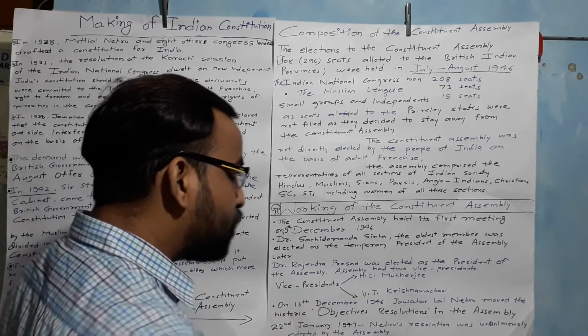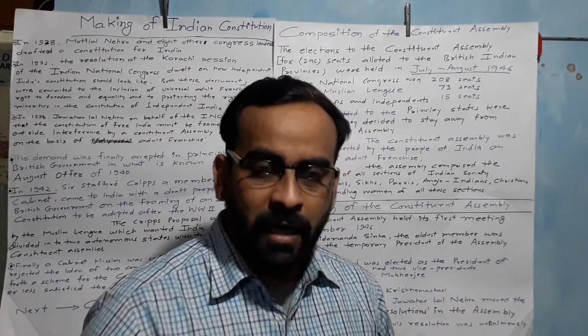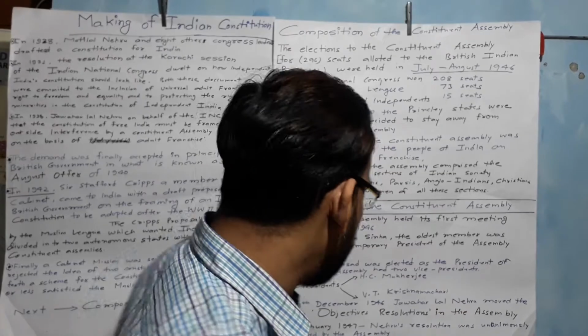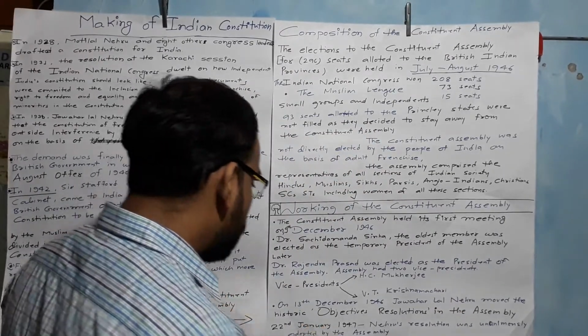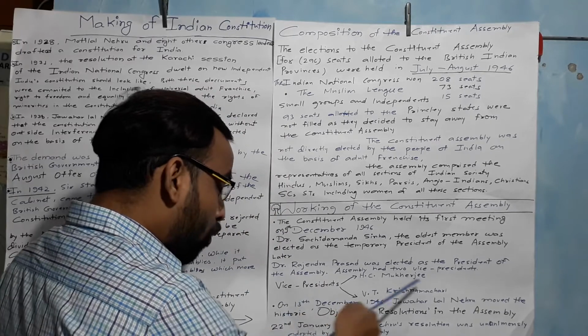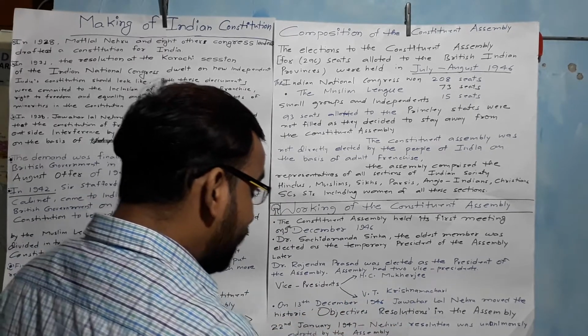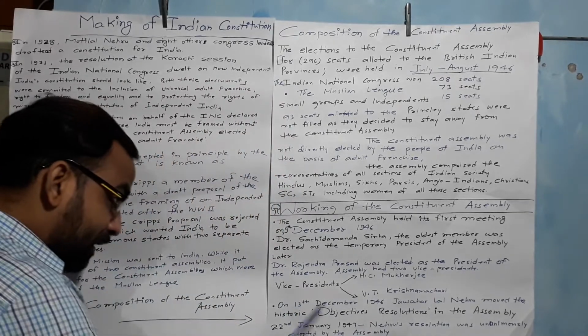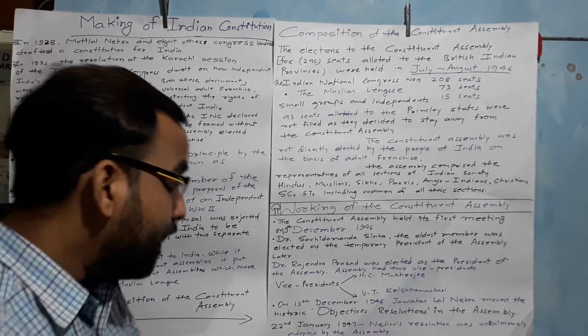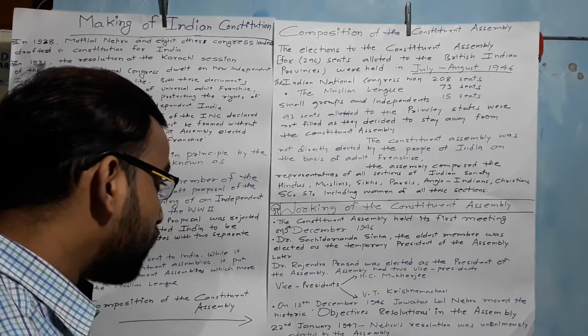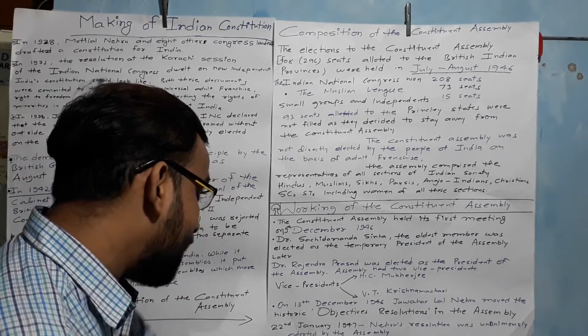The Assembly had two vice presidents also. Dr. Rajendra Prasad was the president of the Indian Constituent Assembly, and the two vice presidents were H.C. Mukherjee and V.T. Krishnamachari. On 13th December 1946, Pandit Jawaharlal Nehru moved the historic Objectives Resolution in the Assembly.